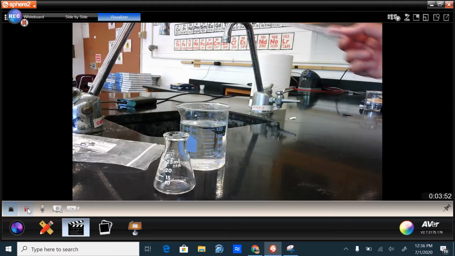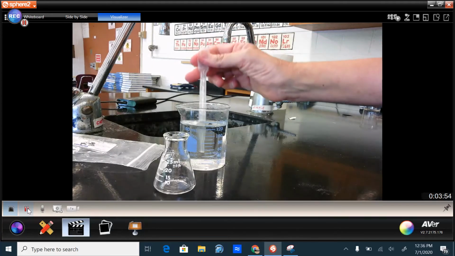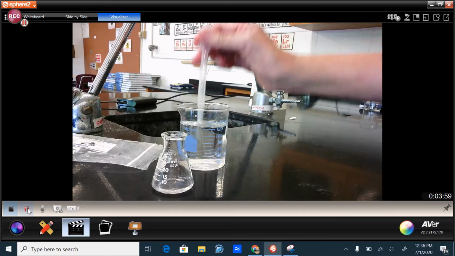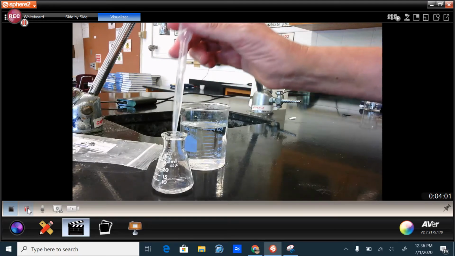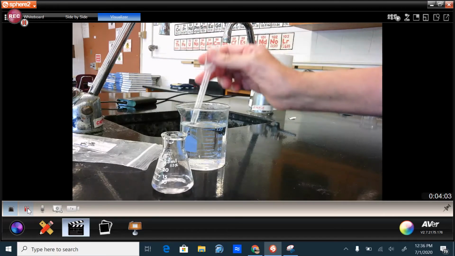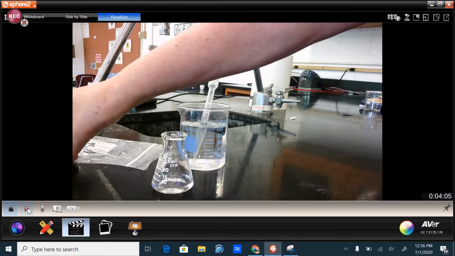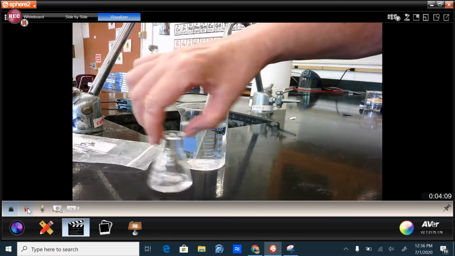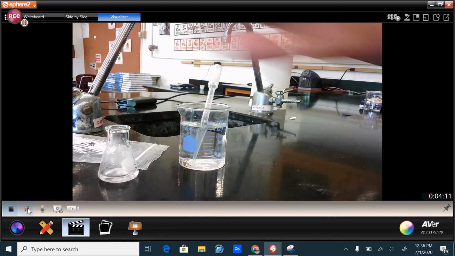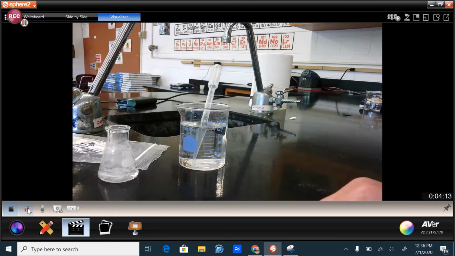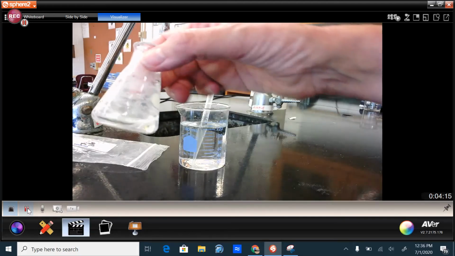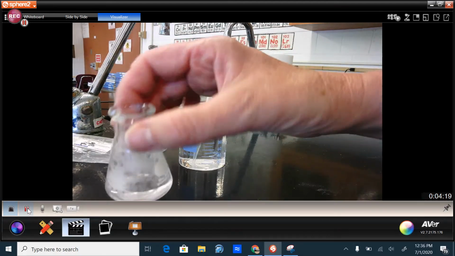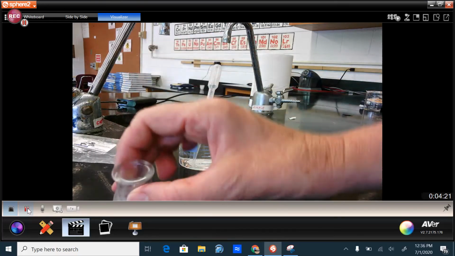For our last example, we're going to take some hydrochloric acid, and we're going to add it to our flask. And then we're going to take a piece of magnesium metal and add it to the acid. Okay. Do we think a chemical change or a physical change is taking place? And why do we think so?